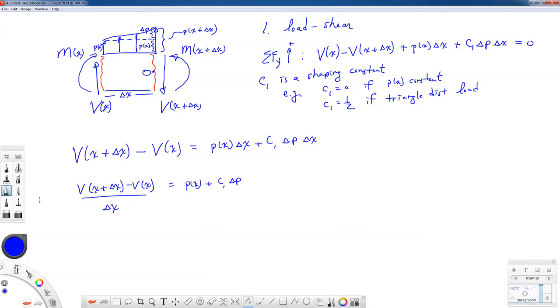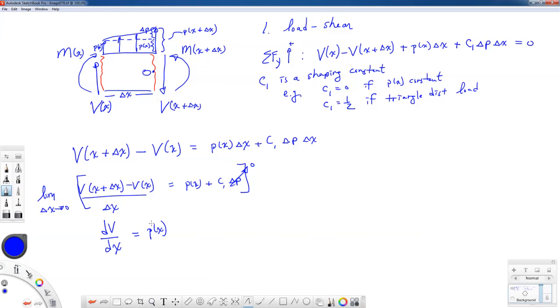And then we've done something like this a few times already. I'm going to take the limit as delta X goes to 0 for both sides of this equation. And in the limit as delta X goes to 0, what we have is the definition of a derivative. So this is the derivative of the shear force with respect to X. And on the right hand side, we have P of X, and we have to deal with this. Now if we shrink delta X down to 0, I think you can see that in the limit, the delta P term will go to 0. So that term will drop out.